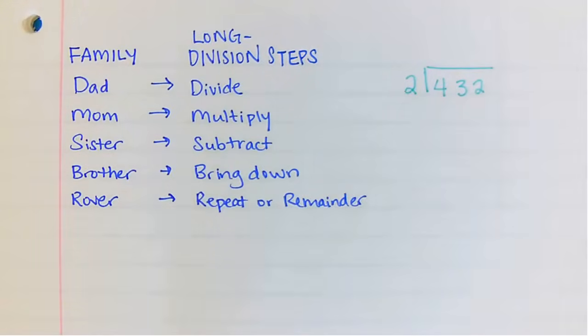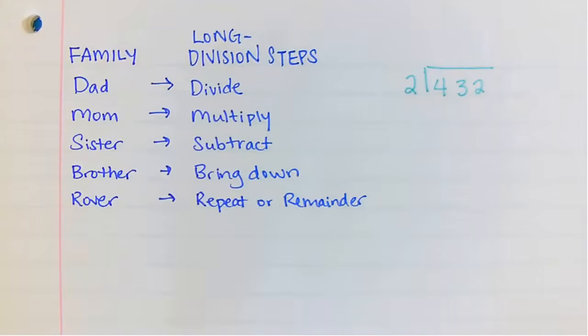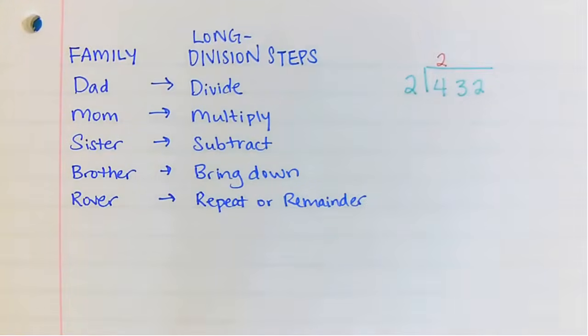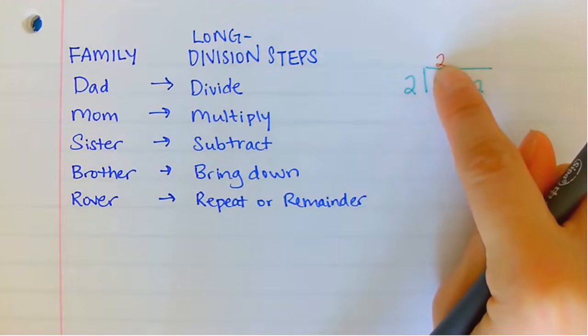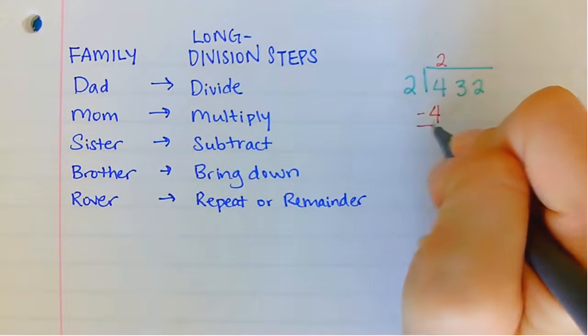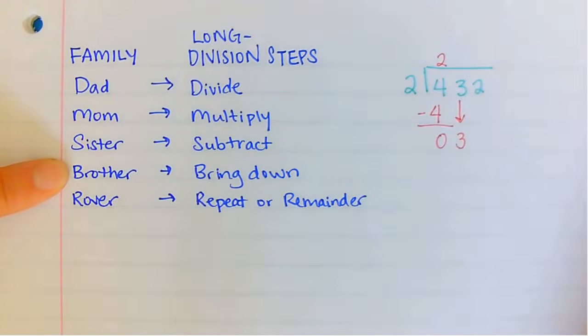Let's actually try a long division problem using those steps. So first, dad says divide. So we're going to start by dividing 4 by 2. So 4 divided by 2 is 2. Next, mom says multiply. So 2 times 2 is 4. Sister says subtract. So 4 minus 4 is 0. And then brother says bring down. So we're going to bring down our 3.